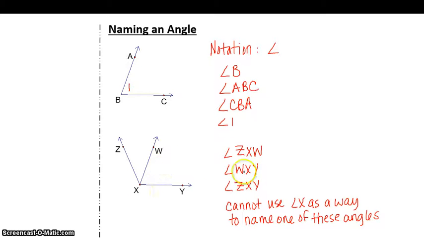Since there are 3 different angles with vertex X, if I just said find the measure of angle X, you wouldn't be able to know which angle I'm talking about. So in a situation like this bottom picture, you have to use 3 letters to name your angle. If there's just a single angle like the top one, then you could use that single letter for the vertex to name your angle. But here I can't, because there are 3 different angles that could be classified as angle X, so you would have to use 3 letters to distinguish which one you're talking about.